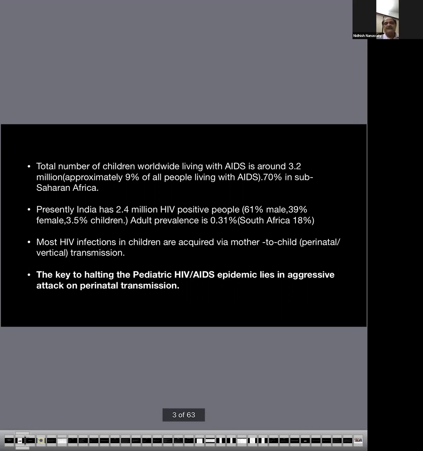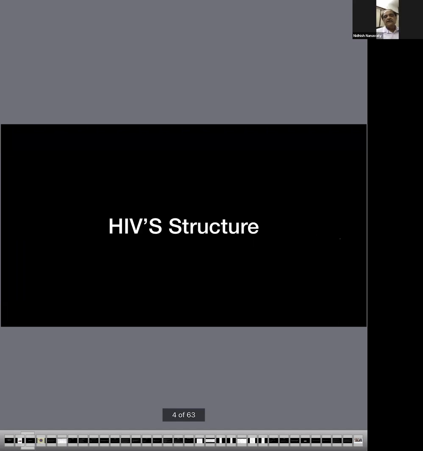And most HIV infections, as we know, are from perinatal transmission, and intensive treatment during pregnancy and the care during breastfeeding, moreover, delivery, etc., will prevent a lot of new cases.